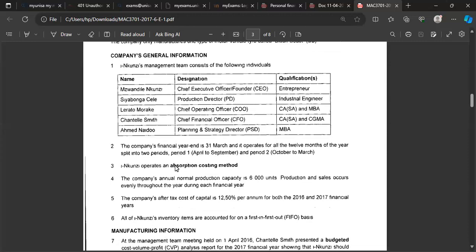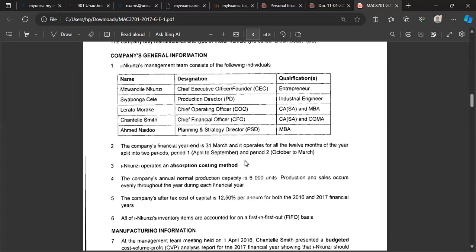Another important thing is to check in management accounting what costing methods they are using. It might not be that relevant in this one since we have to do both, but it's always good to check. Sometimes they just say prepare the absorption, or they just say prepare the income statement. Then you need to figure out whether it's absorption or direct costing, so you check that in this kind of information. Then the company's annual normal production is 6,000, and production and sales occur evenly throughout each financial year.